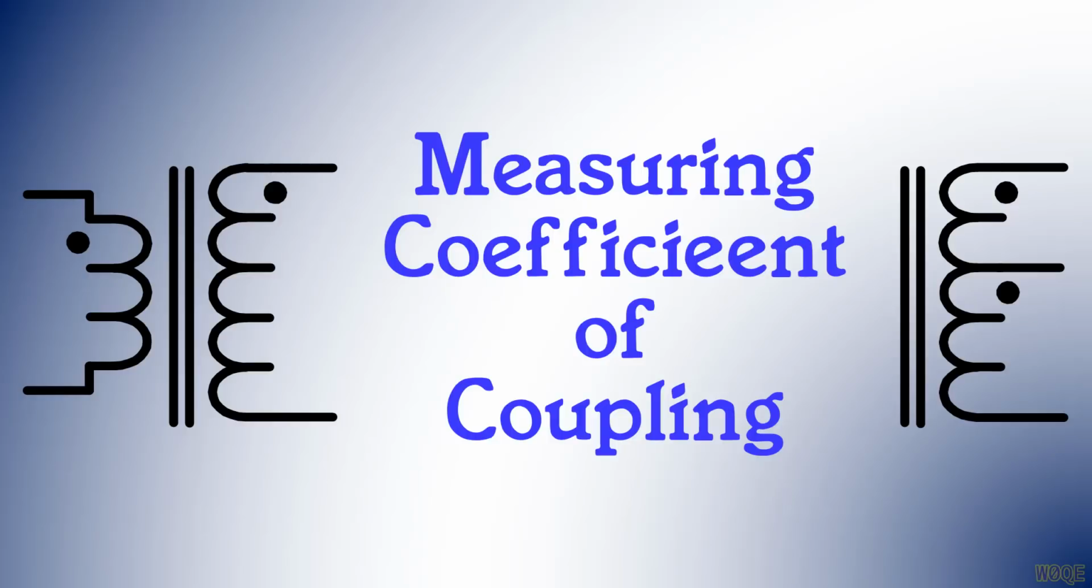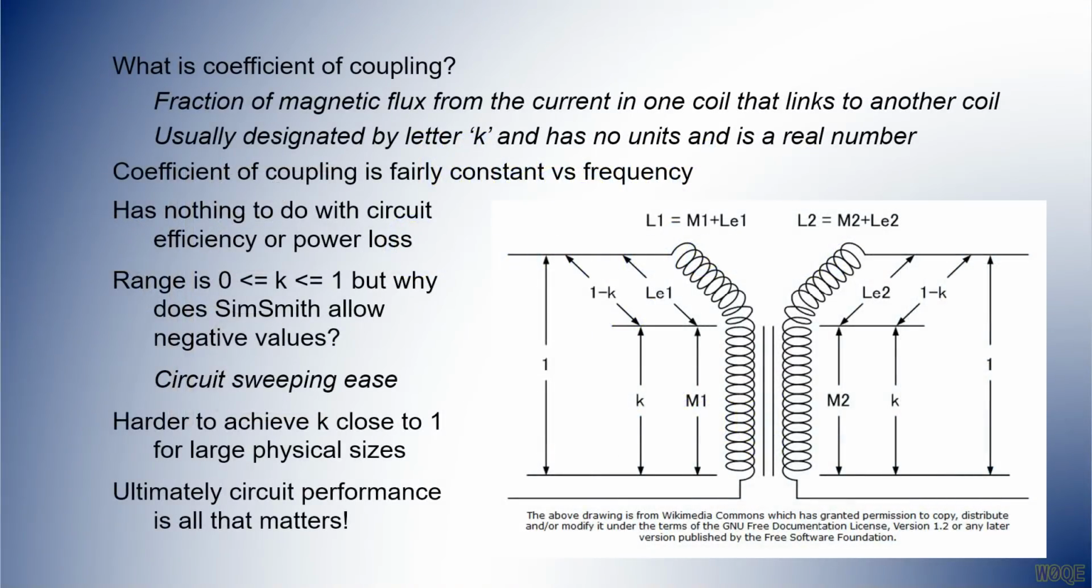Welcome back. This is Larry Benko W0QE, and this video is about coefficient of coupling and various ways to measure it. Coefficient of coupling is the fraction of magnetic flux from the current in one coil that links to another coil.